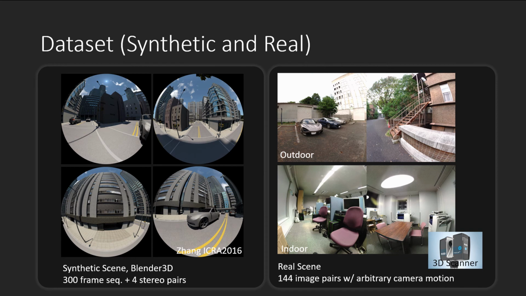We evaluated our method on different datasets, including a synthetic dataset with 300 sequential frames and 4 stereo pairs rendered from Blender 3D, and a real dataset created from a 3D laser scanner with 144 image pairs and arbitrary camera motion.